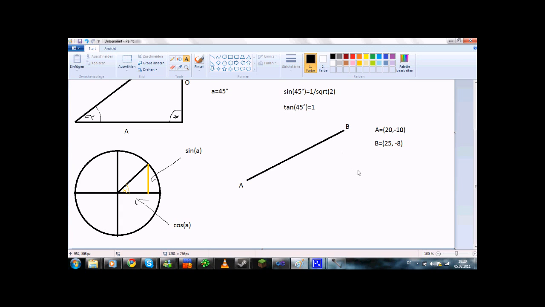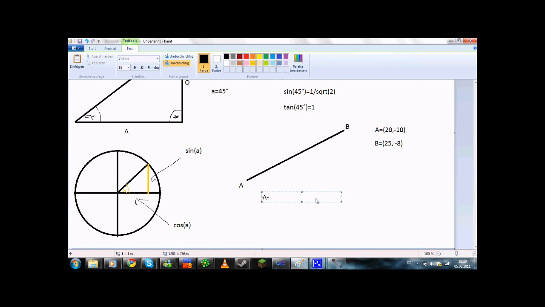And how do we do that? We subtract A from B, so B minus A. I'm a bit out of it right now. Okay, so this is 5, 2. So we are moving 5 units to the right and 2 units up.